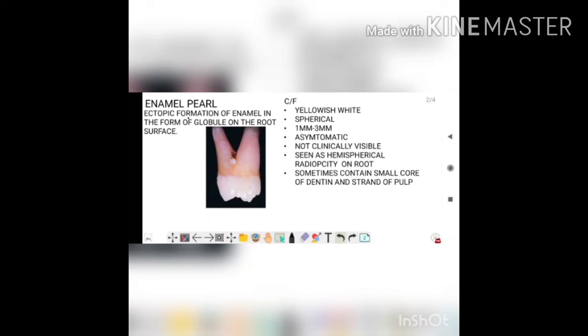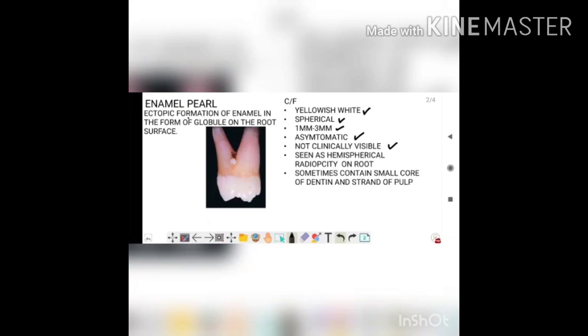Now, what are its clinical features? It is yellowish white in color. It is spherical. The diameter is 1 mm to 3 mm. It is asymptomatic. It is not clinically visible. Then, it is seen as a hemispherical radiopacity on the root. So when we see the radiograph, there will be a hemispherical radiopacity on the root. Then, sometimes it contains a small core of dentine and a strand of pulp. So it has also been seen that this enamel pearl also contains some dentine and pulp.